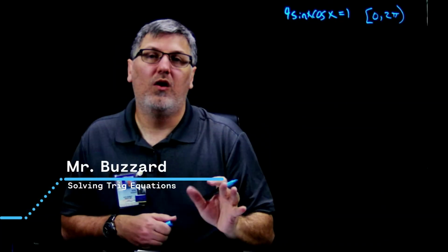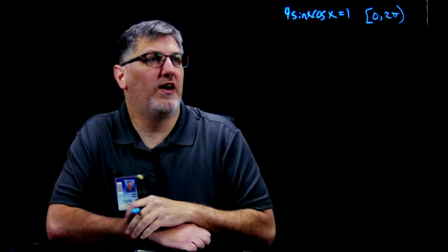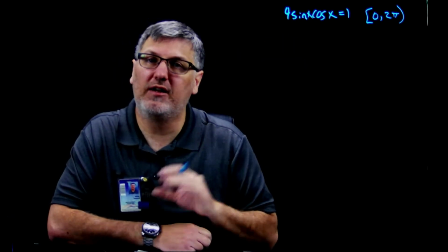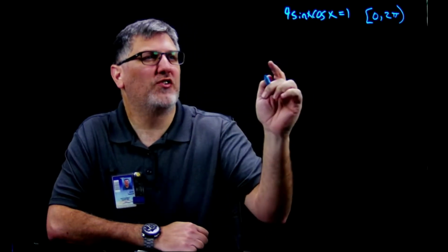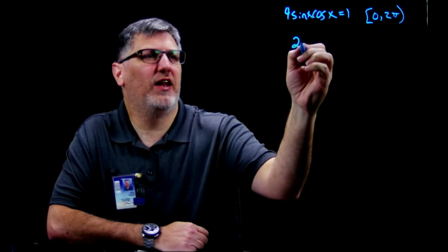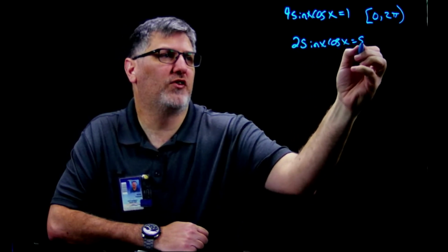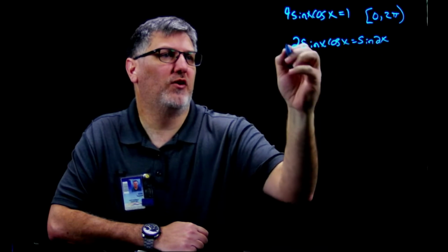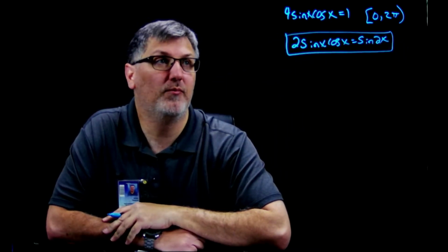All right, so let's look at an example on how to solve a trig equation. Here I have 4 sine x cosine x equals 1, and I want the answer between 0 and 2 pi. The first thing I see is I know that I have an identity that is 2 sine x cosine x equals sine of 2x.